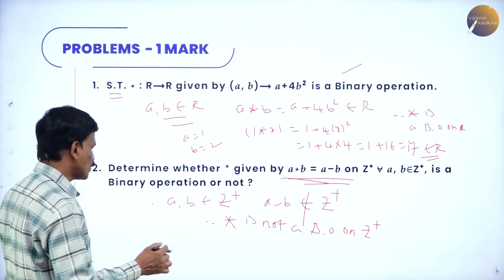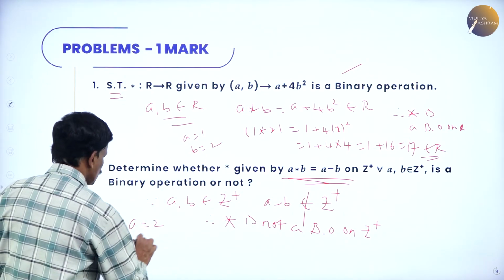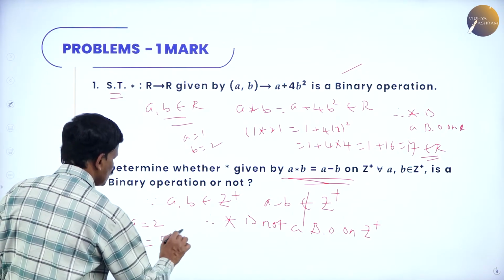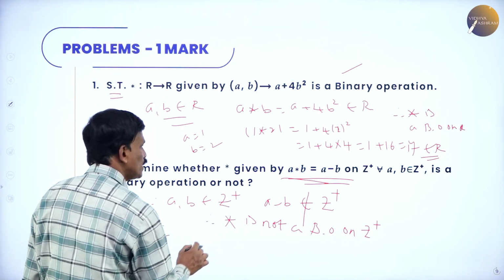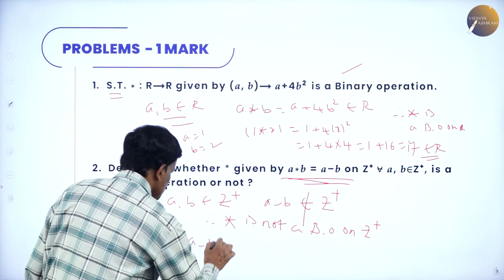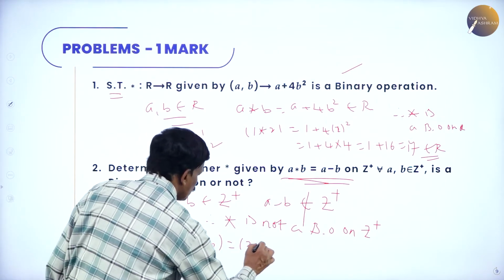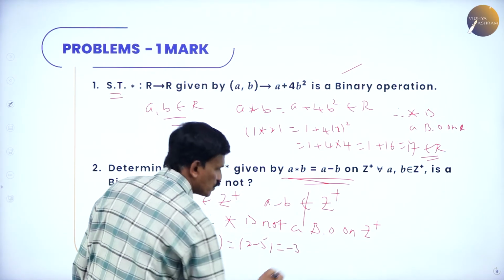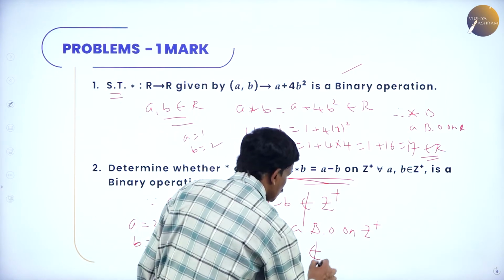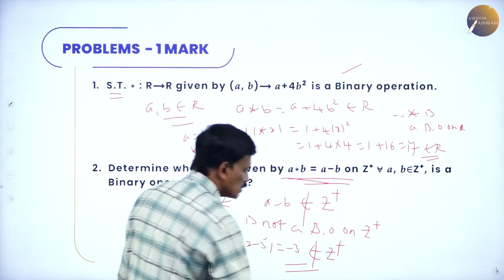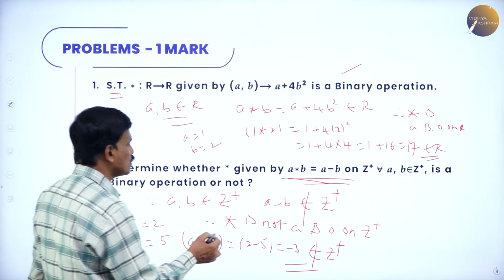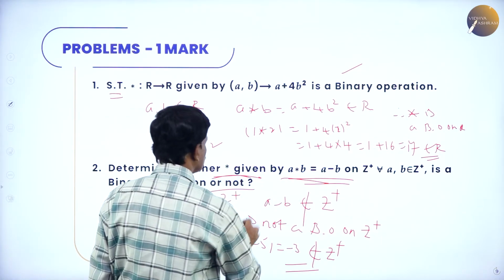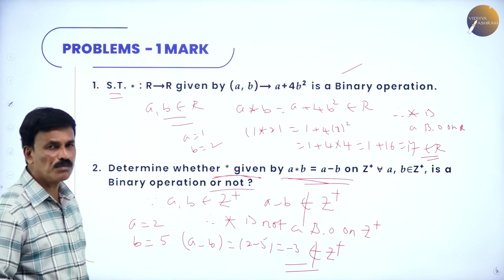So, for example, if we take a is equal to 2 and b is equal to 5, then what is a minus b? A minus b can be written as 2 minus 5. 2 minus 5 is equal to minus 3. This does not belong to Z plus. This is not a positive integer, it is a negative integer. So therefore star is not a binary operation.